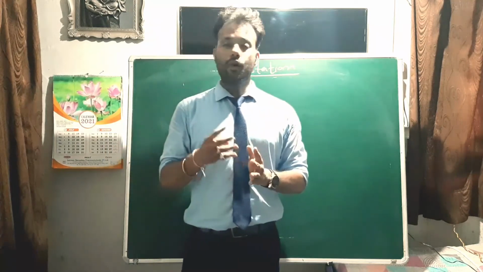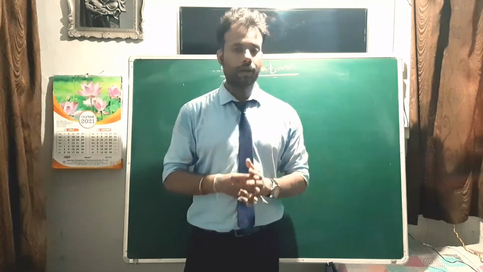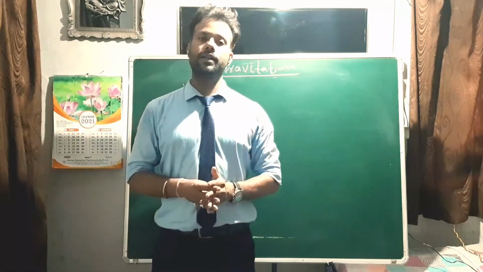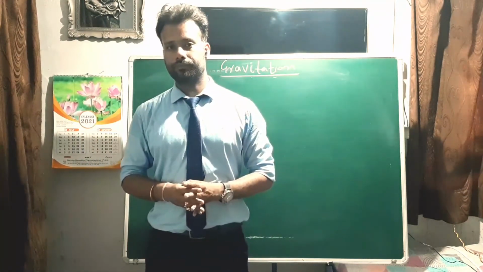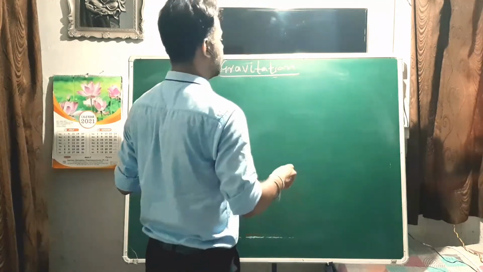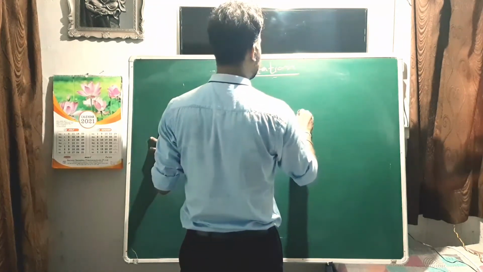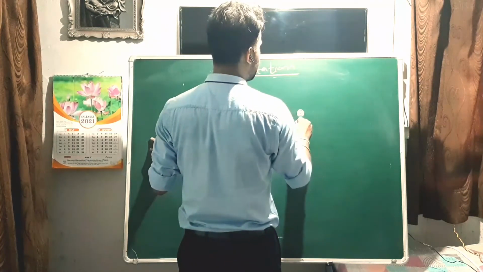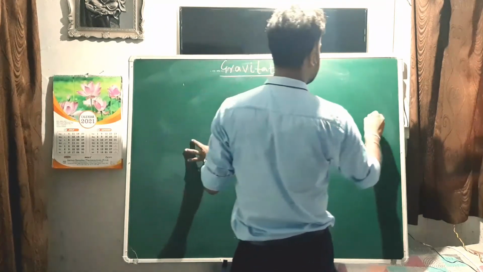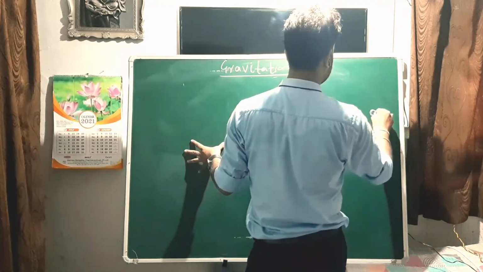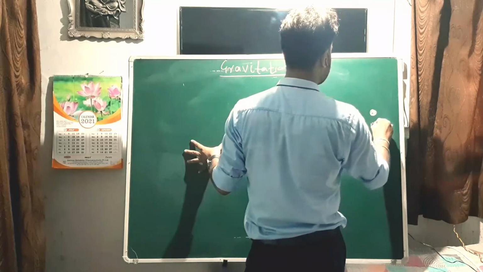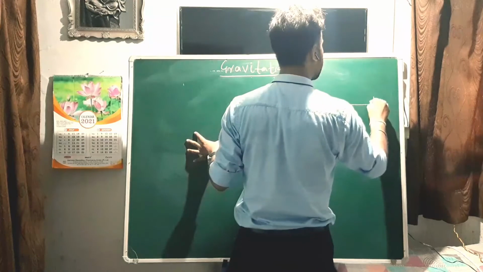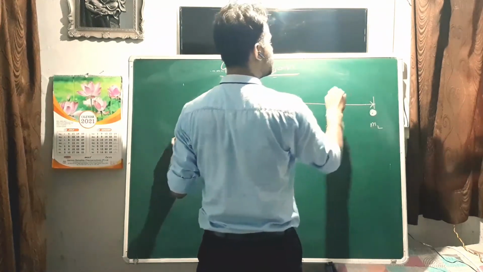Now, what is the amount of force that the bodies apply to each other? And what is the direction of force? It is given by Sir Isaac Newton. He said, suppose we have a body of mass, let's say, m1, and another body of mass m2, and they are separated by a distance r.